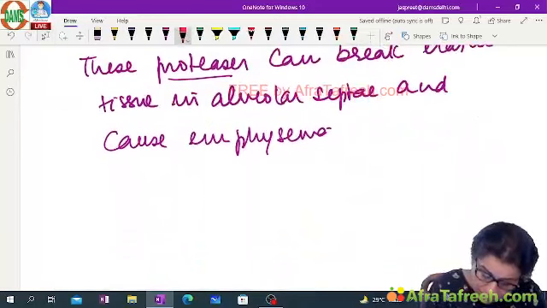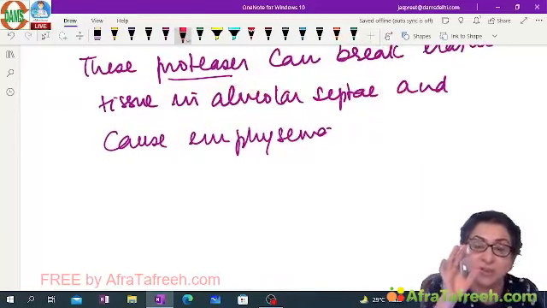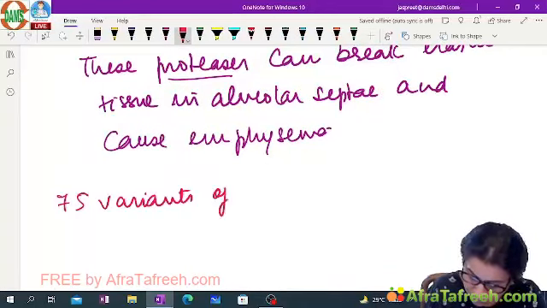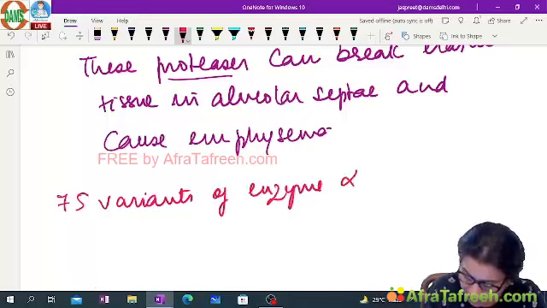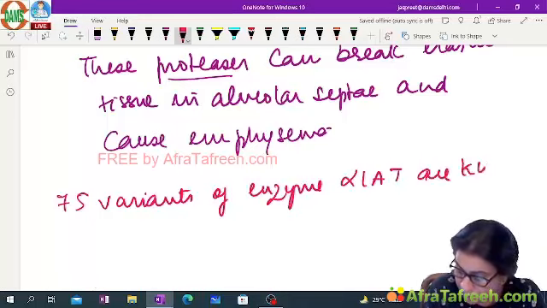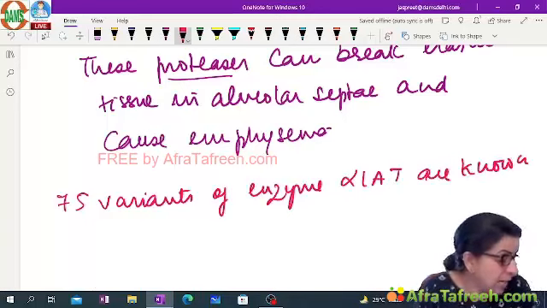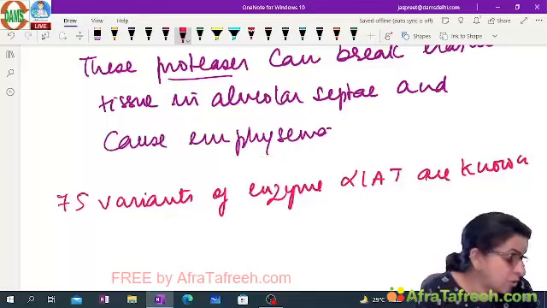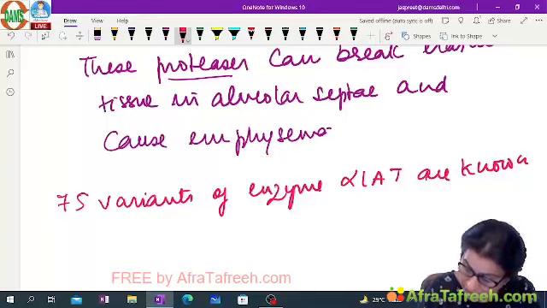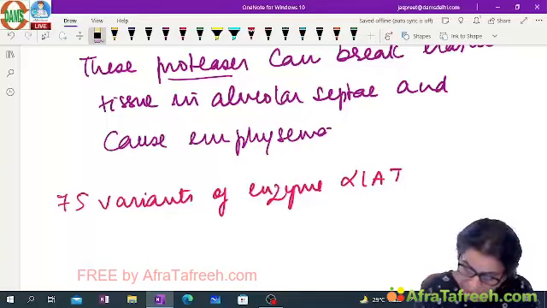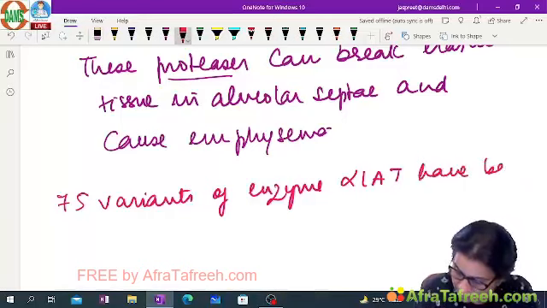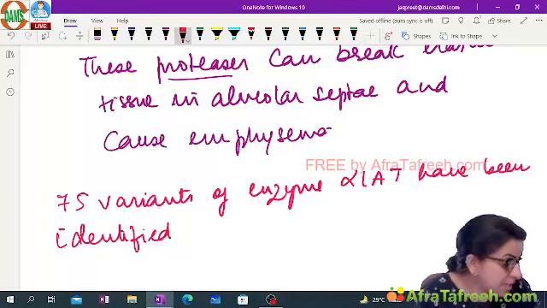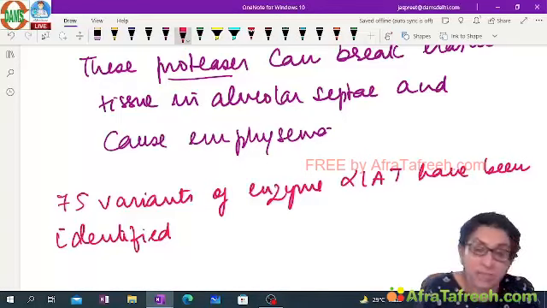Now, there are at least 75 variants of this enzyme. 75 variants of the enzyme alpha-1 antitrypsin are known, and how do you label or identify them? By their migration on isoelectric gel. So 75 variants have been identified based on their migration on isoelectric gel.